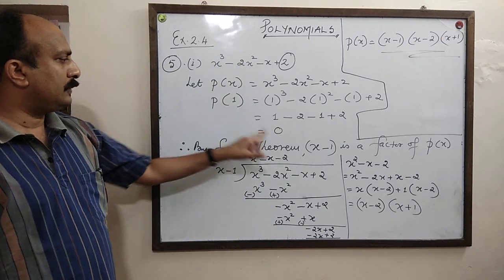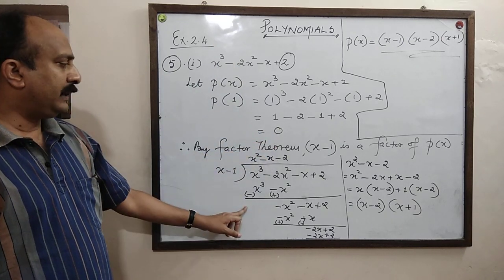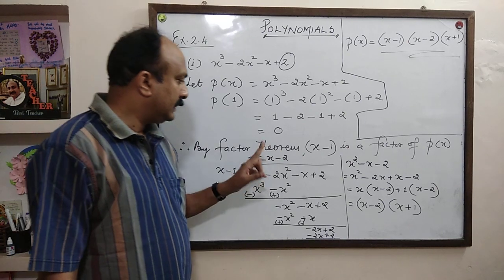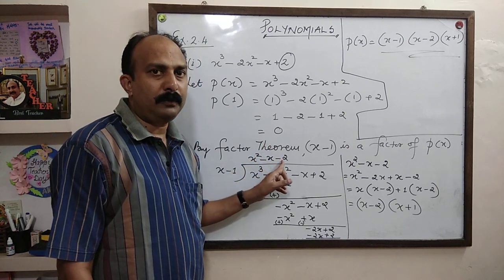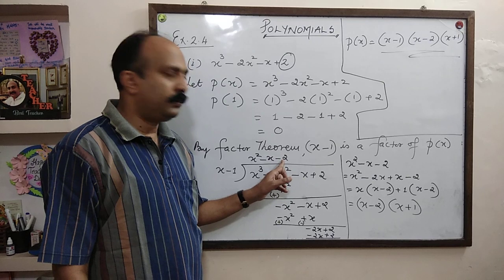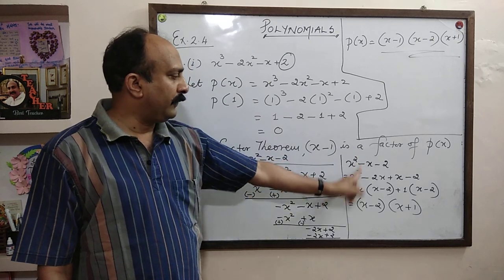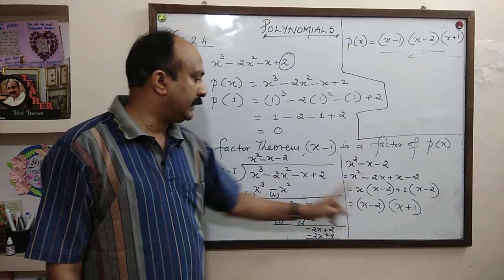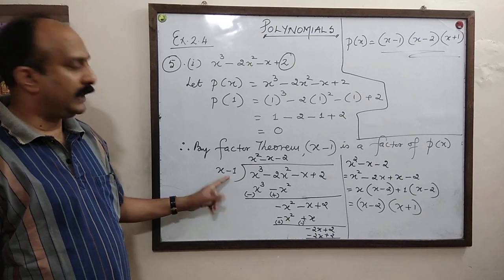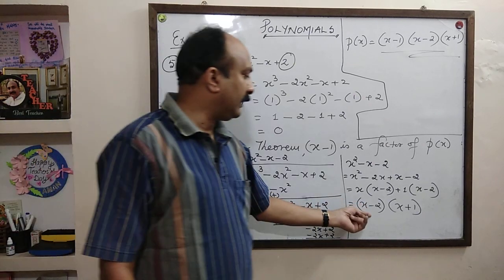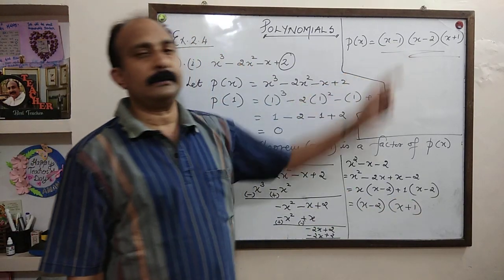So here there is the use of factor theorem. Then we have used division. Then the quadratic polynomial, which was the quotient, is further factorized by splitting the middle term. So we got the final 3 factors: first factor, second factor and third factor.